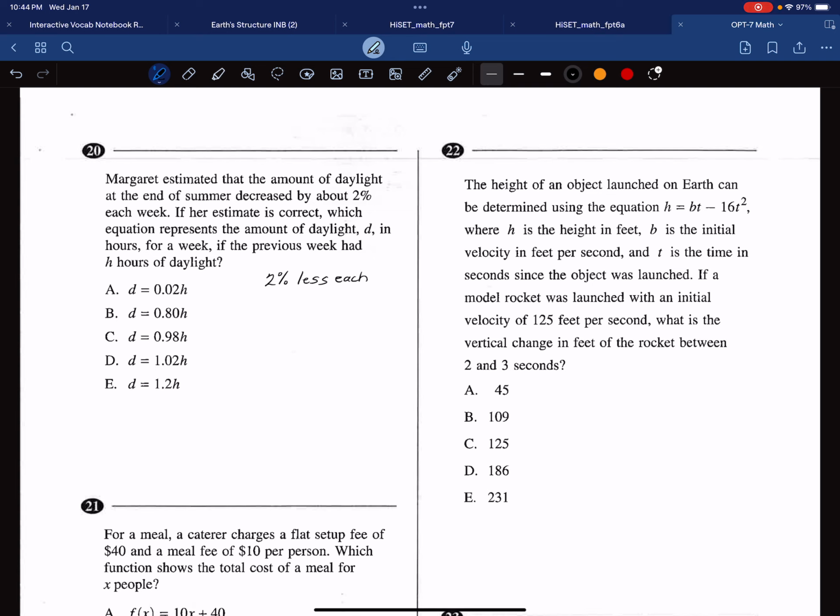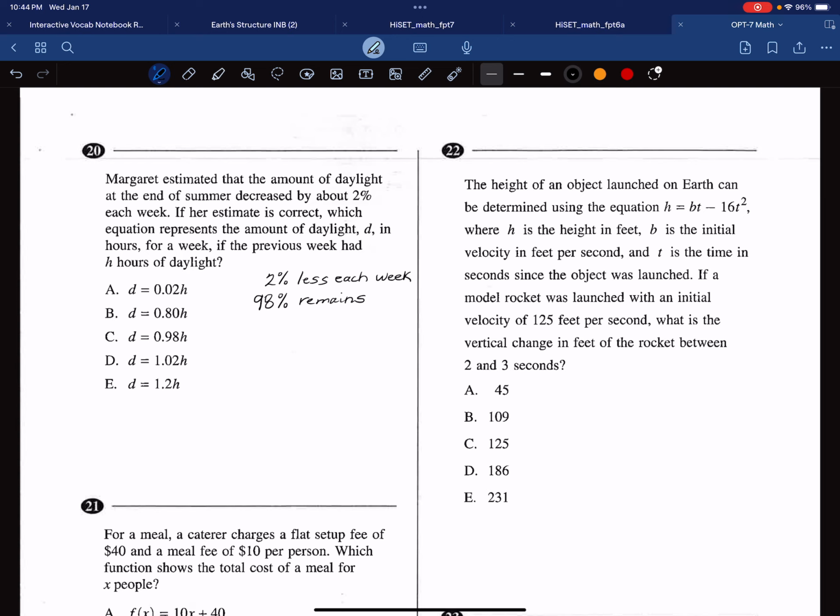So how much are we keeping each week? If we're losing 2%, we're keeping 98%. And that's happening week after week after week until we get to the point where the cycle starts the other way. So they want to know the amount of daylight in hours for a week if the previous week had H hours of daylight.